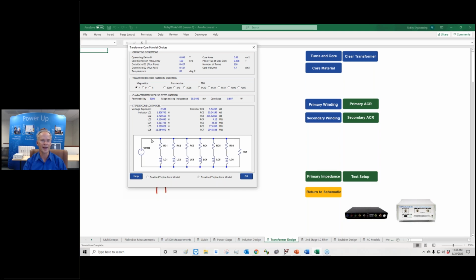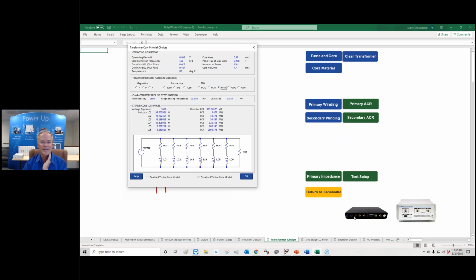So yeah, I love this. I don't look up core loss charts anymore. I just go in here, I can look at different materials. It's like, okay, PC95 is that, and the values change. PC90 is this one, and the values change. PC47, here's the total loss, and then here is the core loss model for you, okay?